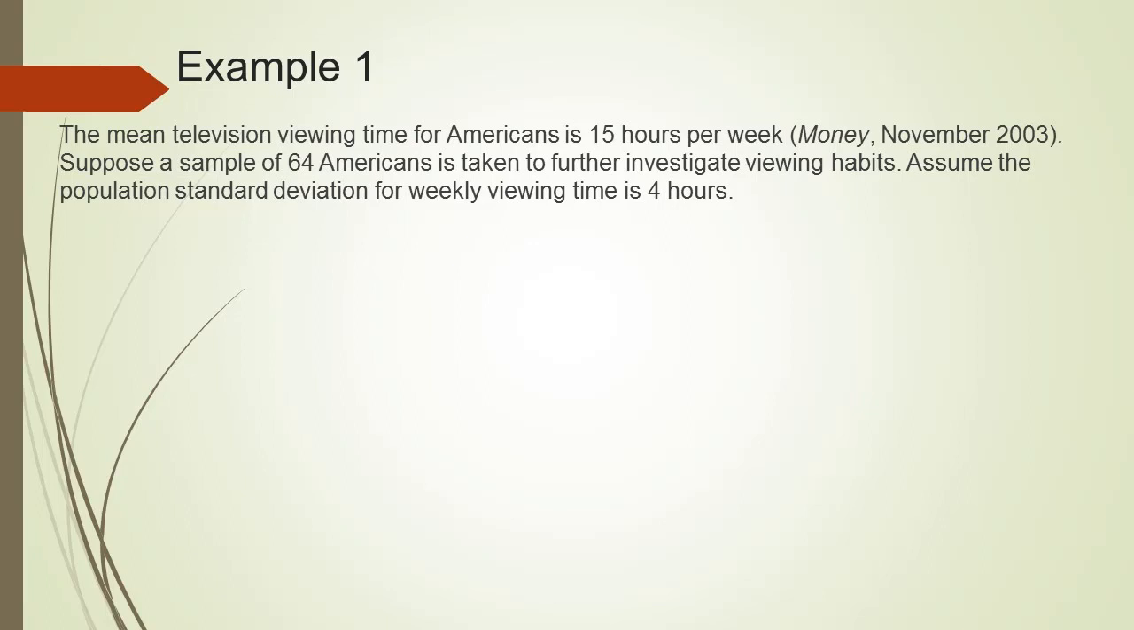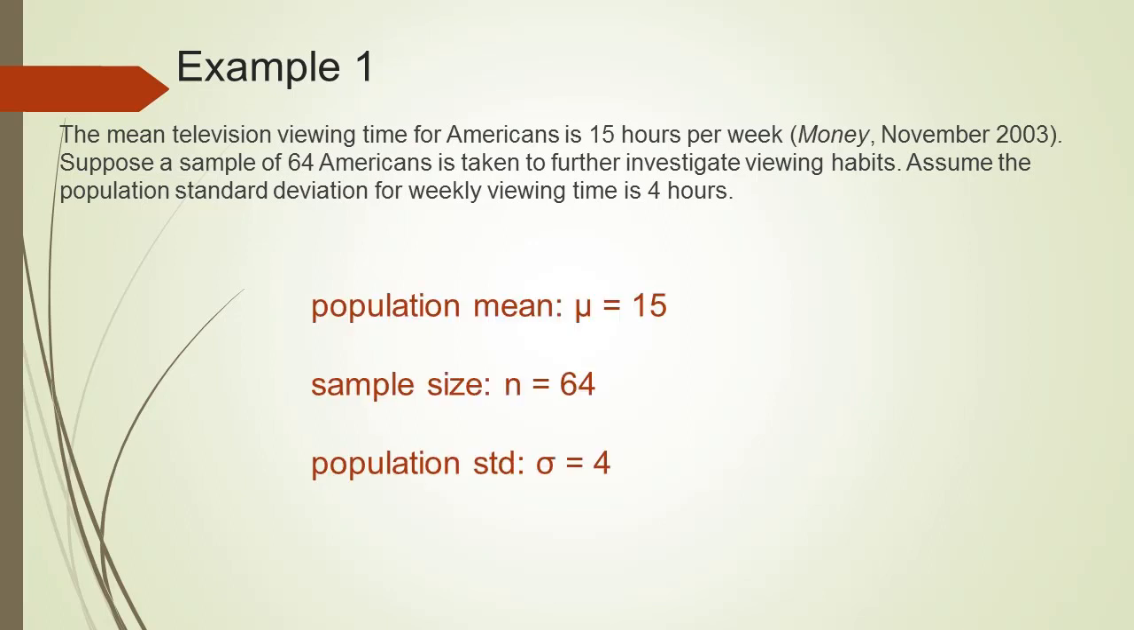Before we start working on any of the problems, it is essential to understand what the numbers appearing in this story problem mean. Let's start with the first one. 15 is the average television viewing time measured in hours per week. This is a population mean, mu, not a sample mean, x bar. Mu is 15.